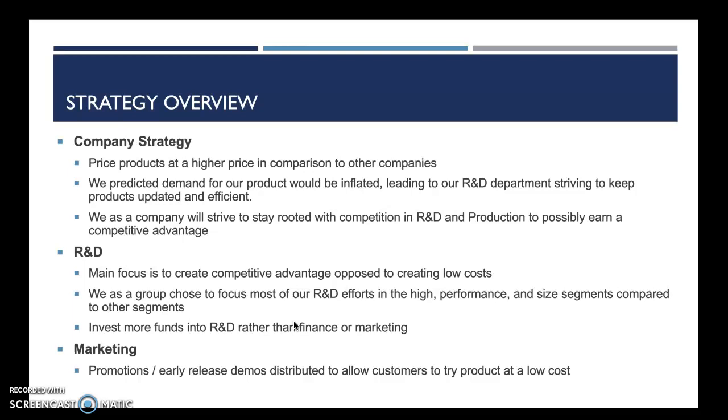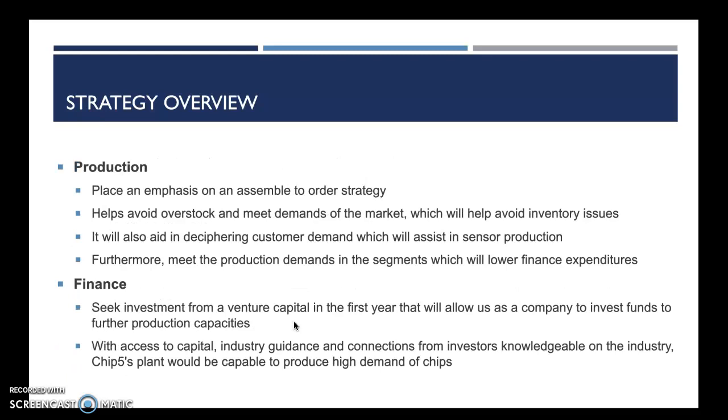As a group, we chose to focus most of our efforts in R&D in the high performance and size segments compared to other segments. We would be investing more of our funds into the research and development team rather than finance or marketing. The marketing strategy was to have promotions and early release demos distributed to allow customers to try our product at a lower cost before investing in it completely.